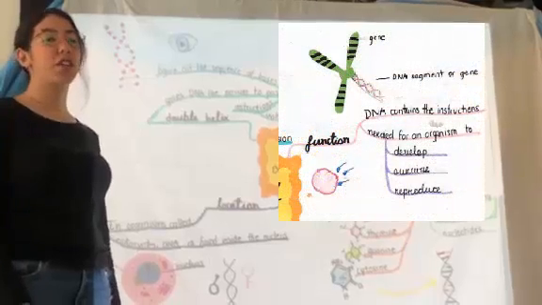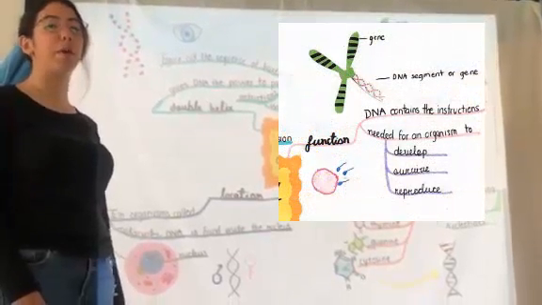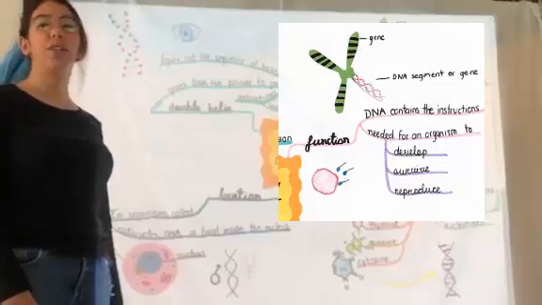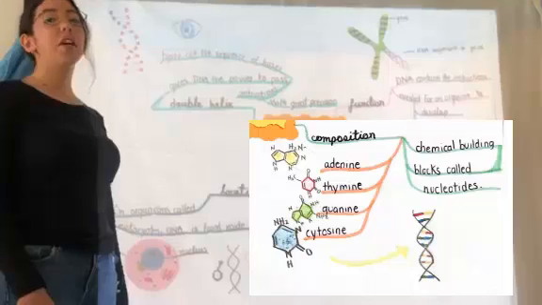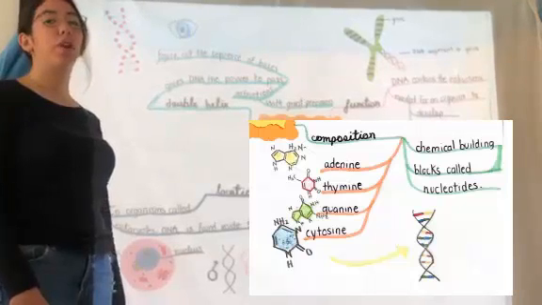DNA contains the instructions needed for an organism to develop, survive, and reproduce. Each DNA sequence that contains instructions to make a protein is known as a gene. DNA is made of chemical building blocks called nucleotides.